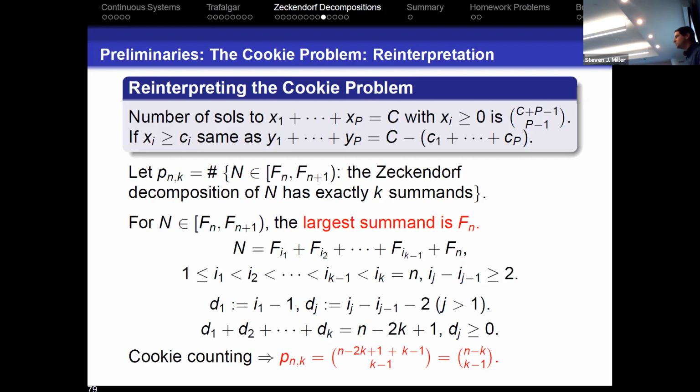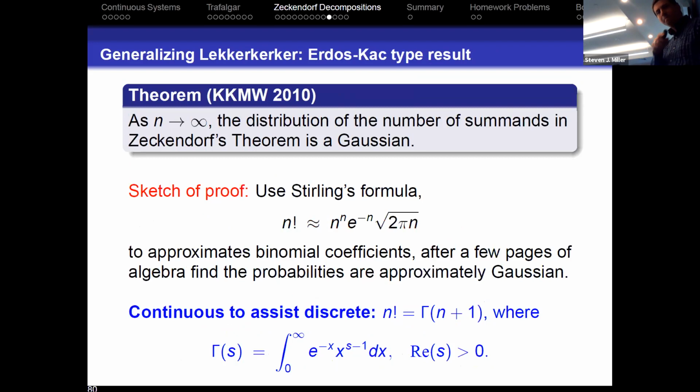We actually have an explicit formula in this case of how many ways it can be done. So we can actually tell you, if you choose a number randomly, what is the probability it has exactly k summands? It's going to be this number divided by the number of numbers in the interval. F_{n+1} minus F_n is F_{n-1}.